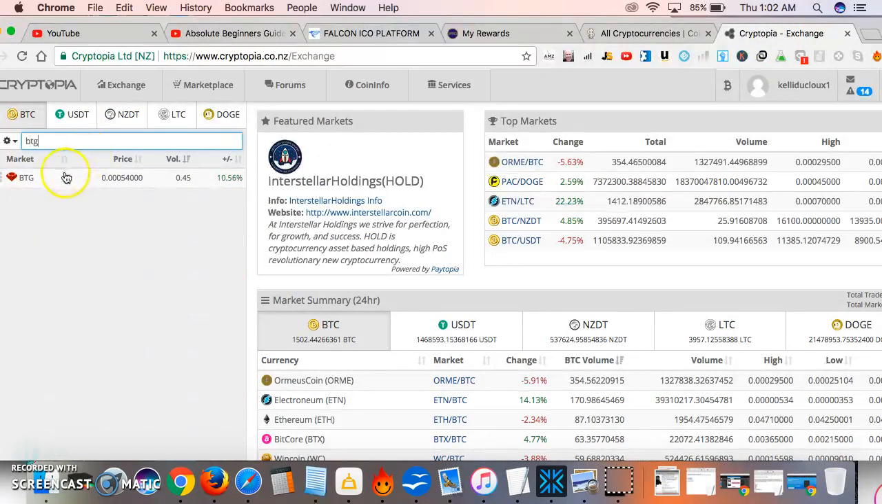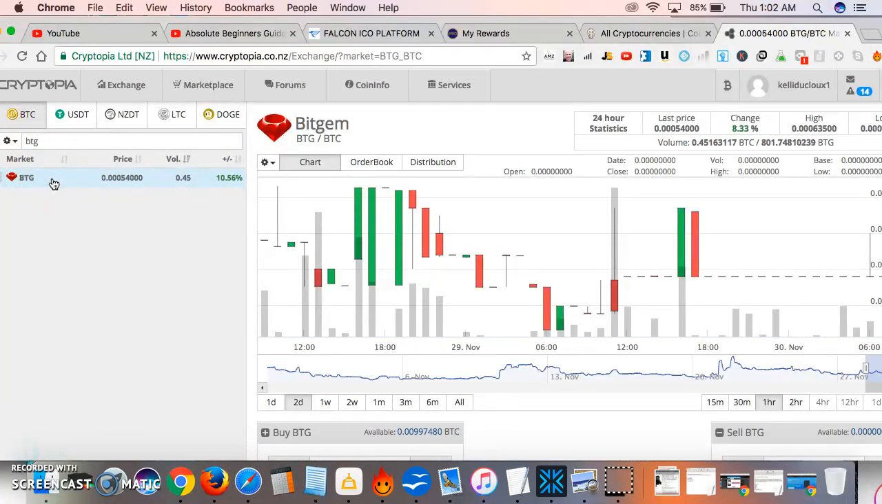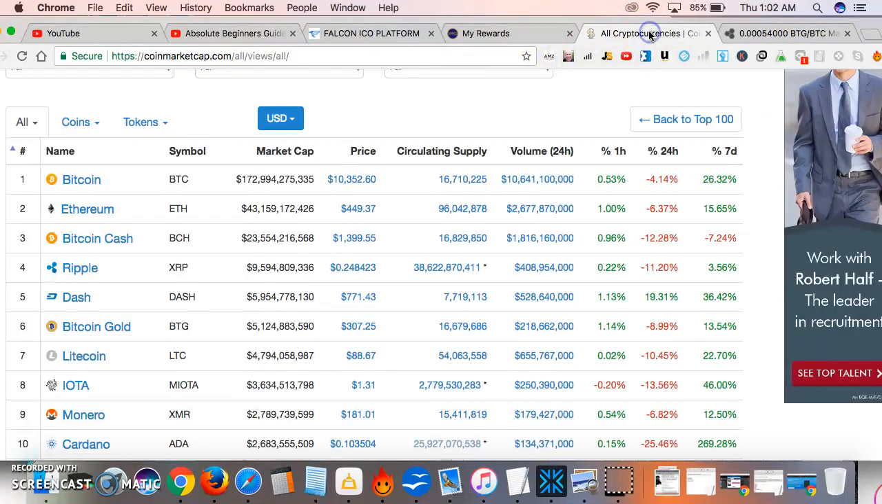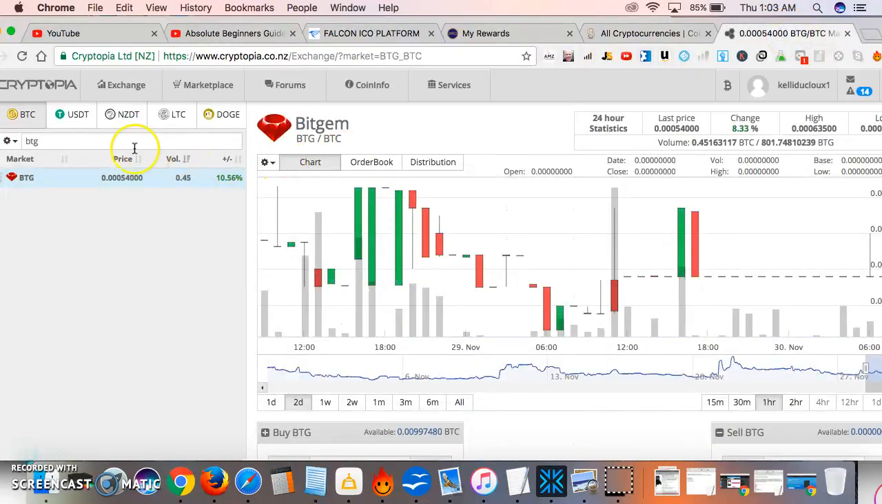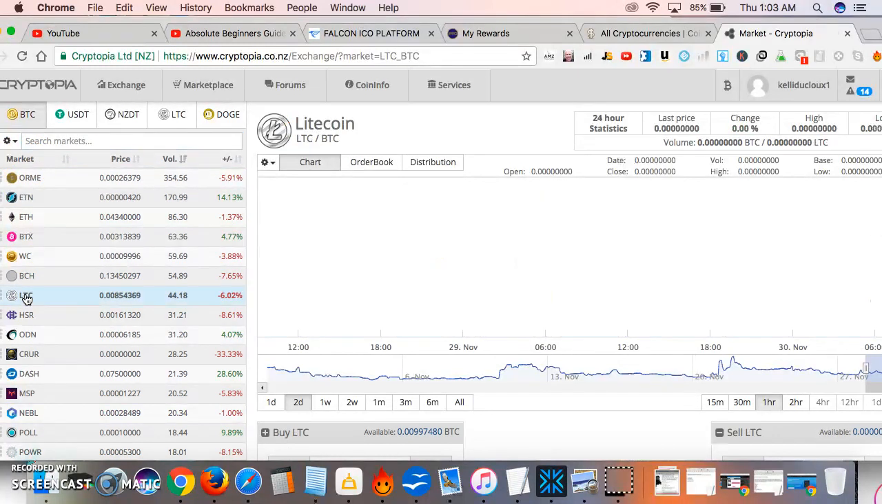BTG. Alright, cool. They do have... Oh, wait a minute. Check this out. This says BitGem, but I wanted Bitcoin Gold. So make sure you're careful that you are getting exactly what you want, because sometimes they might have the same symbol, and you want to make sure that it's the exact same coin you want. Alright, so that's not what I want. That's BitGem. That's not what I want. So take that out. And I want to look at Litecoin. Litecoin is LTC. I don't know if I have any Litecoin, but let's look at the chart.